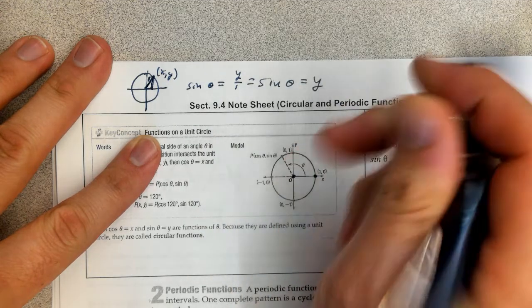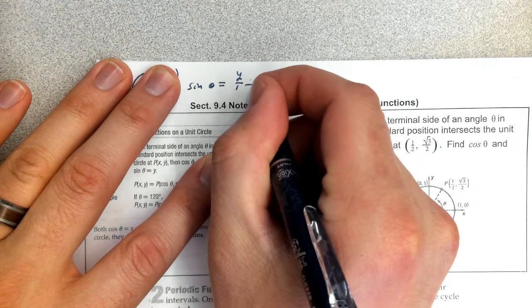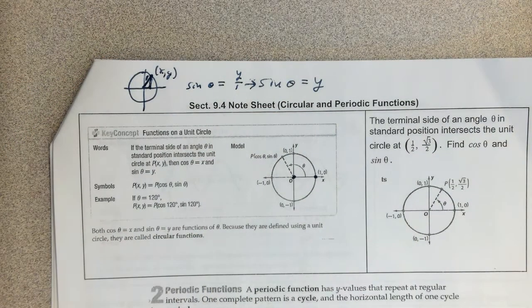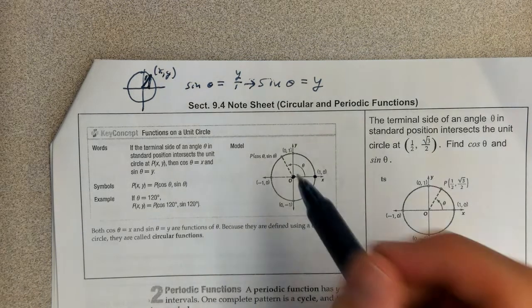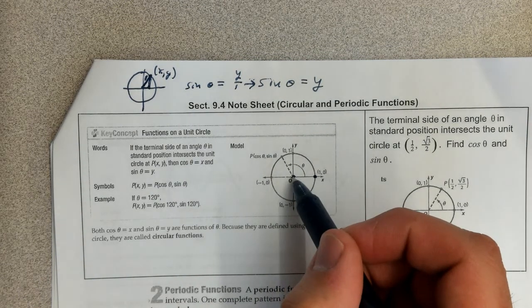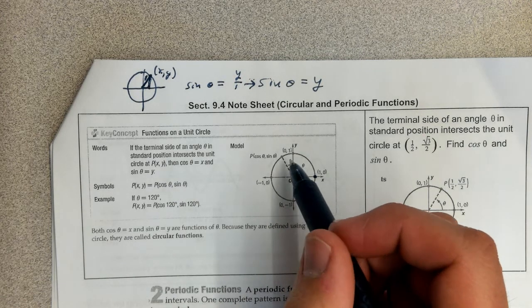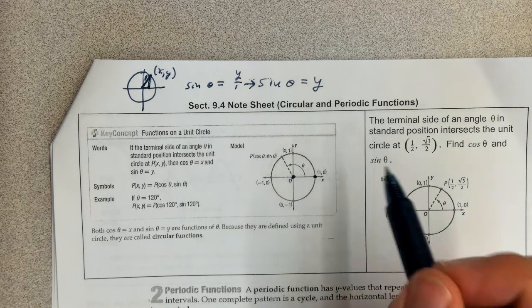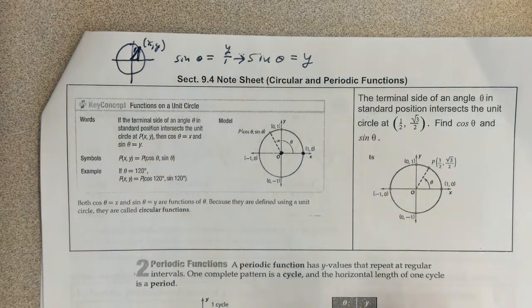I guess we should write this a little more carefully. Sine of theta is equal to y. The same thing can be said of cosine. Cosine of theta turns out to be equal to x. And then tangent is the slope of this line, which would be rise over run, which would be y over x, which would be sine over cosine. So these are all facts that come from the unit circle and can be used in different situations.